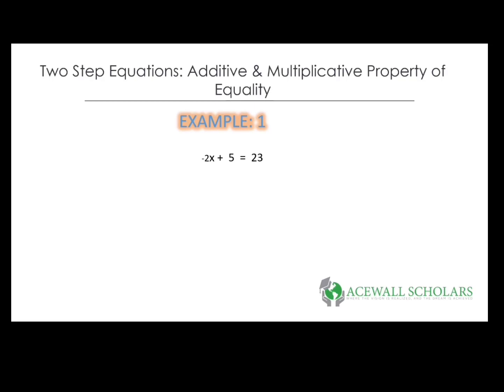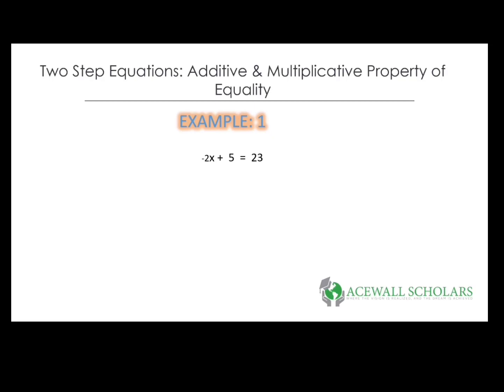Example 1. We have negative 2x plus 5 equals 23. Now, we always implement the additive property first. This is a little different than order of operations, so make sure you take note of this. When solving equations, we always implement the additive property before we implement the multiplicative property, once each expression on both sides of the equal sign has been simplified completely.